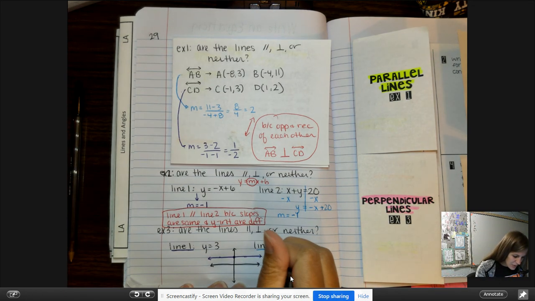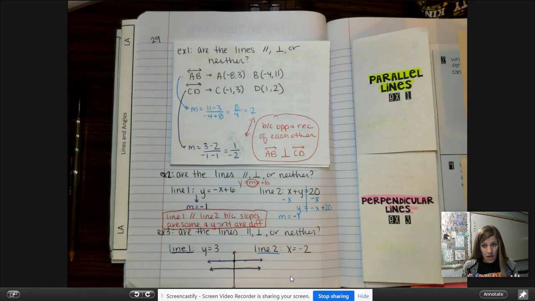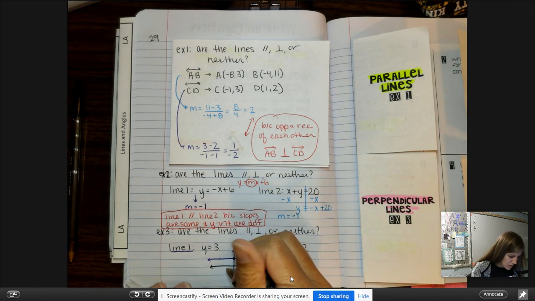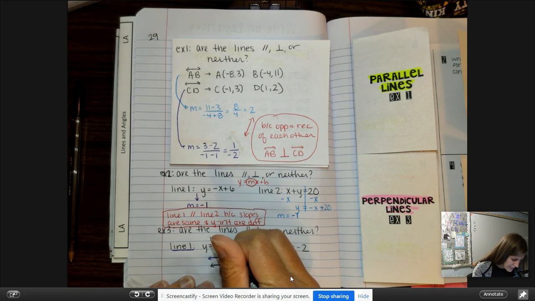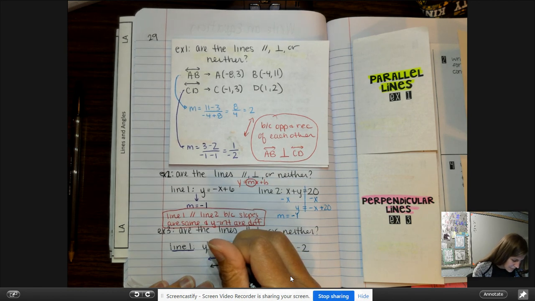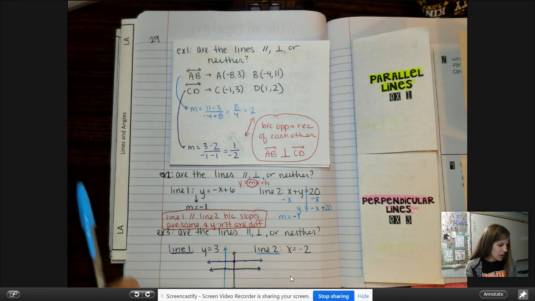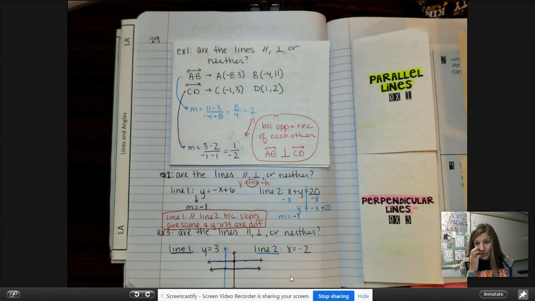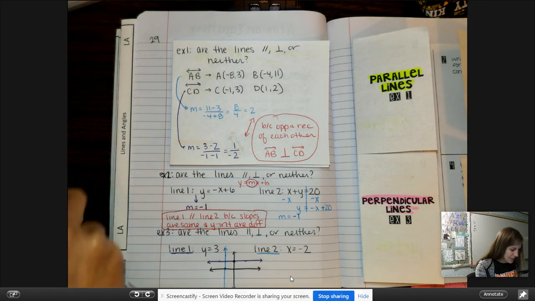And then line 2 right here, because it's just an x and there's no y, that means no matter where I go, x is always -2. So that could happen here, or here, or here. And so when I connect my dots and get my line, I get a vertical line. And so horizontal and vertical lines are always perpendicular to each other.